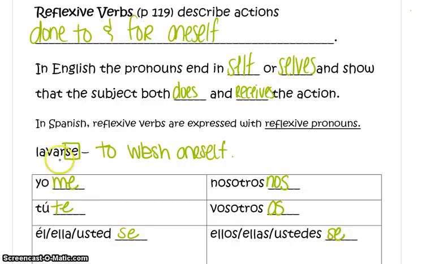So when we conjugate a verb that is reflexive, such as lavarse, we first take off the se, and then we change it to whichever pronoun we need, depending on who is the subject of the sentence. So either me, te, se, nos, os, or se. Then you conjugate the verb as you regularly would, putting the pronoun before the conjugated verb.